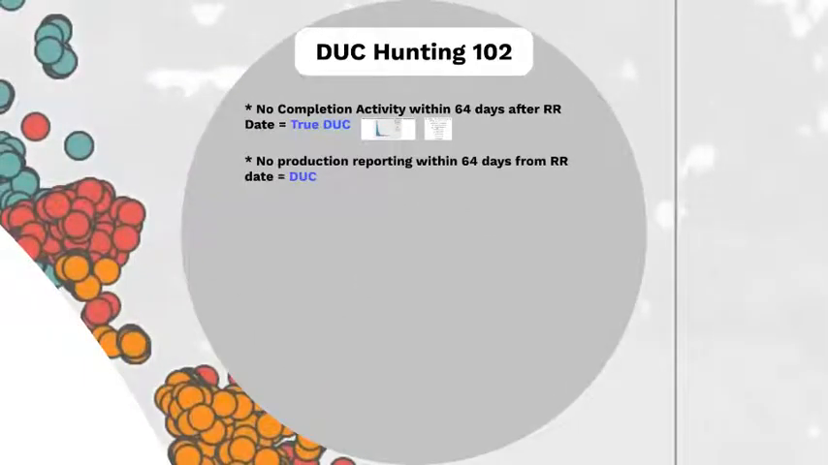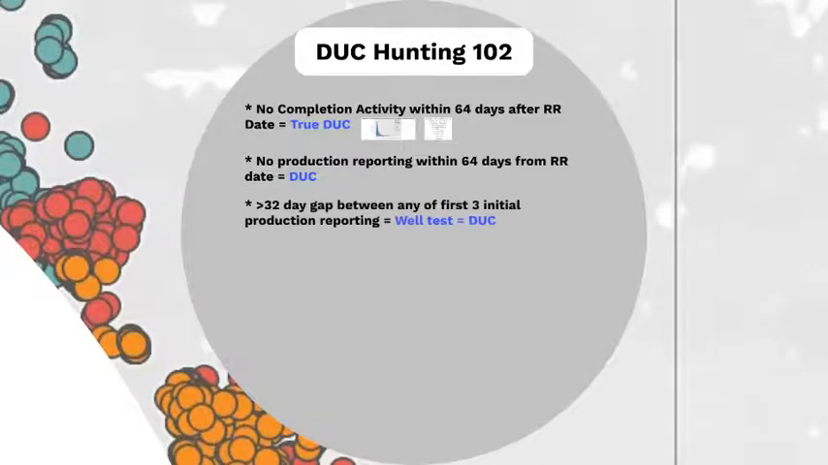Second, if there's no production within 64 days from the rig release date, then it's not activated and it's a duck. Third, if there's a production gap of more than 32 days between any of the first 3 months of production data, then we assume that this is a flow test, not a completion, and therefore it's a duck. We chose 32 to cover two production reporting periods.